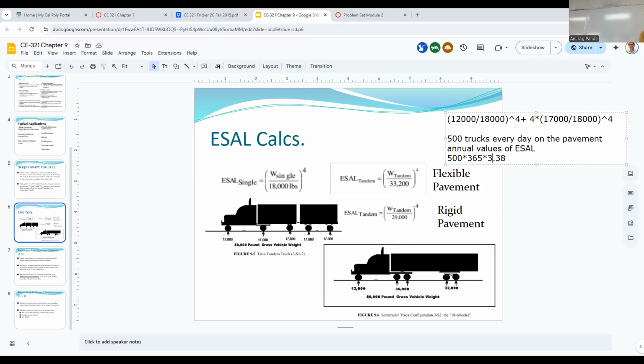So if there are 500 trucks like this, you can compute the total ESAL value. The annual value of ESAL would be 500 times 365 times 3.38. Does anybody have that for me? That's going to be your annual value of equivalent single axle load that will get applied. And then we use this number in the pavement design to come up with how much pavement you would need, how much thickness of the different layers of pavement, and things like that. So let's look at some other problems here.